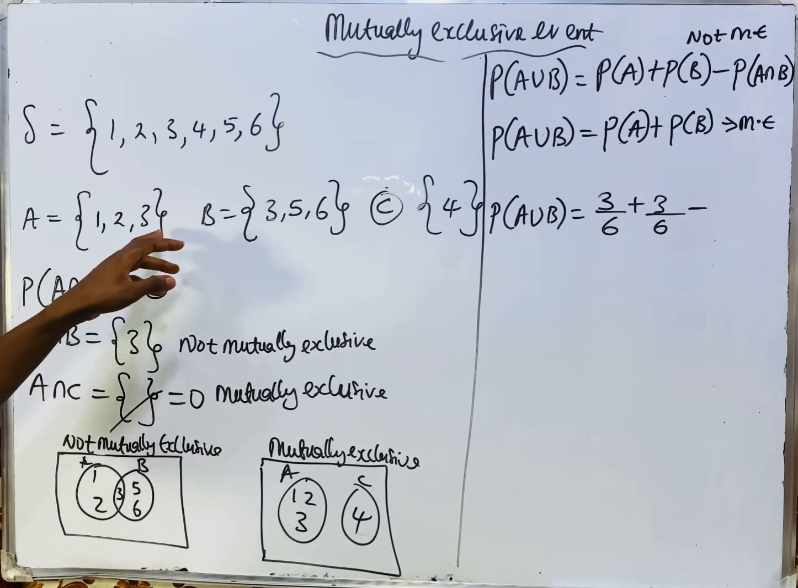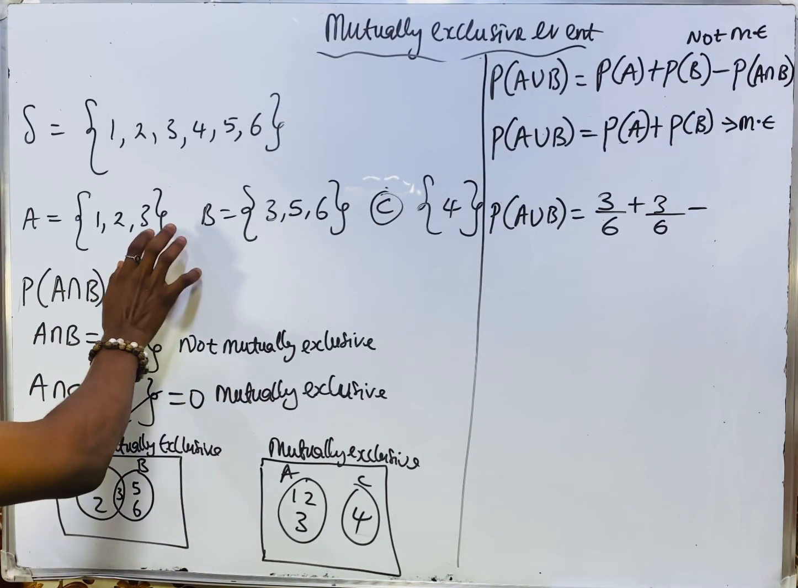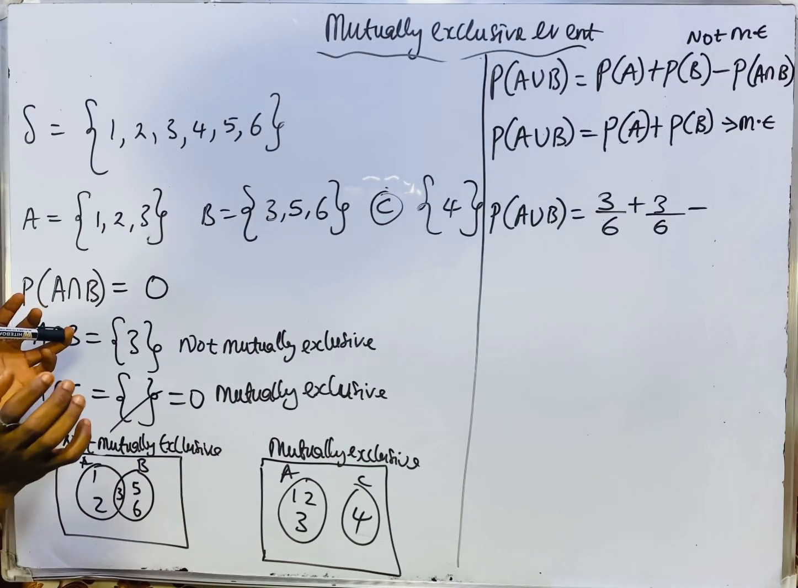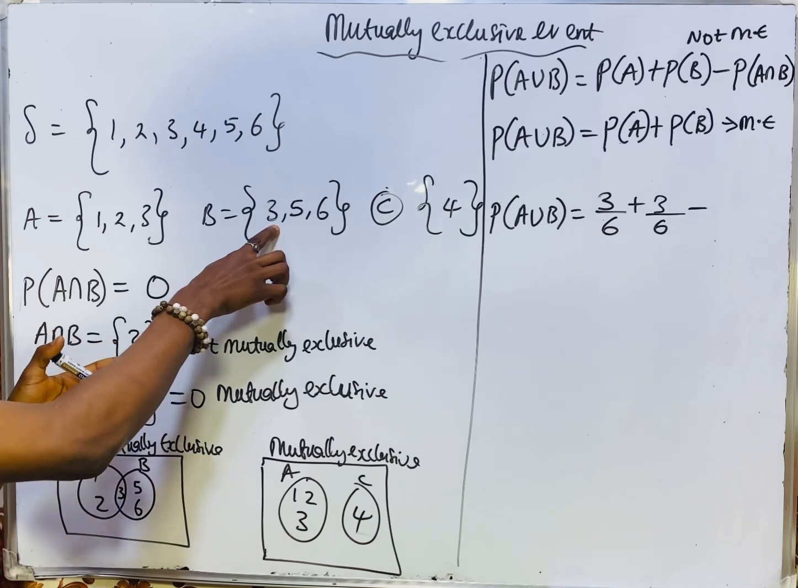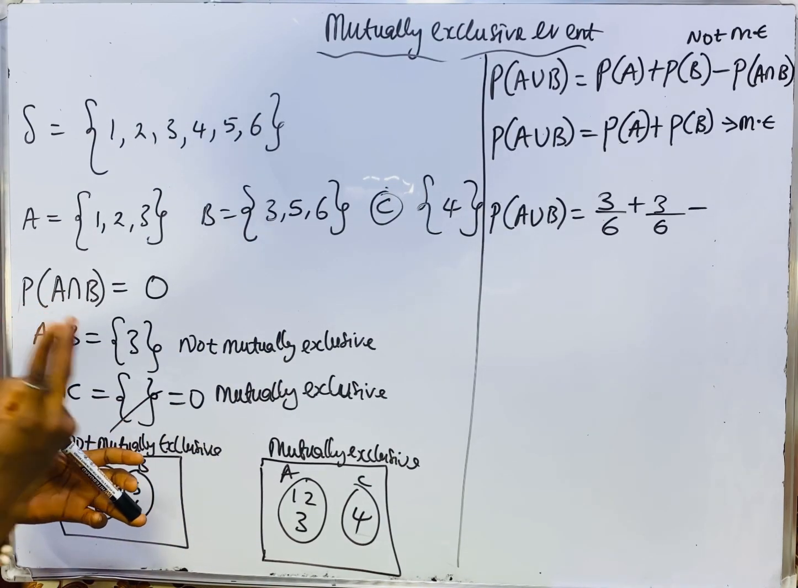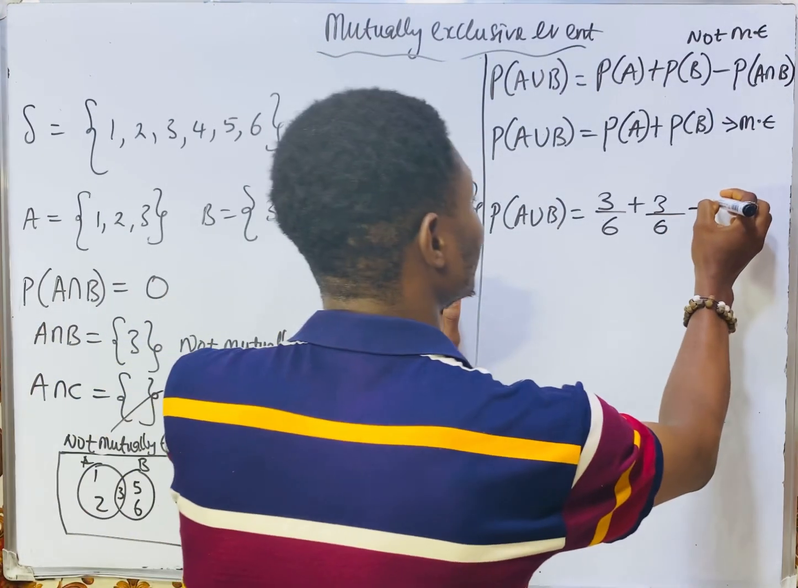A intersect B is what? We have what? 3. So how many 3s are here? A intersect B is what? 3 only. You understand? Because 3 is here, and 3 is also here. So how many 3s? 2. It's trying to show you that the intersection, what is in common between A and B, is 3.